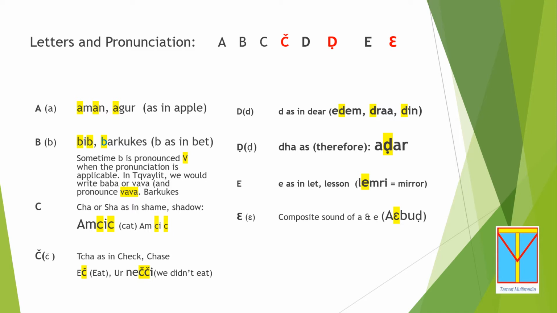E in English is as in let or lesson. So Lemri for mirror. The epsilon letter, a Greek letter, is composed of a sound of an A and an E. So we say ball.